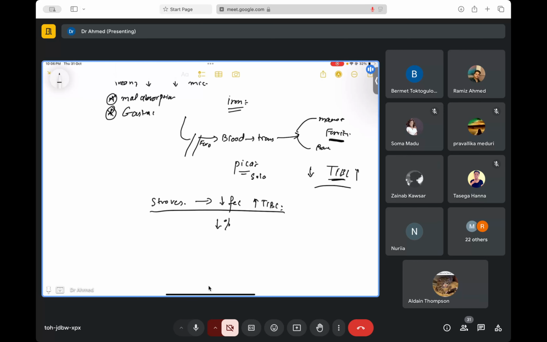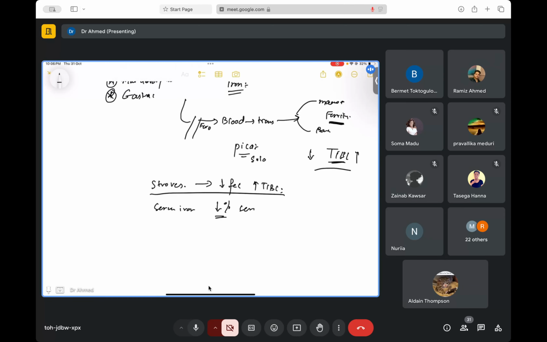Secondly, your serum iron is going to be affected. First your iron stores, secondly your serum iron, which would decrease. Then your percentage saturation is also going to decrease. Ultimately, first of all, you are going to see normocytic anemia. If the stores are decreasing, you have less iron. As the iron level drops down more, then you are going to see microcytic anemia.